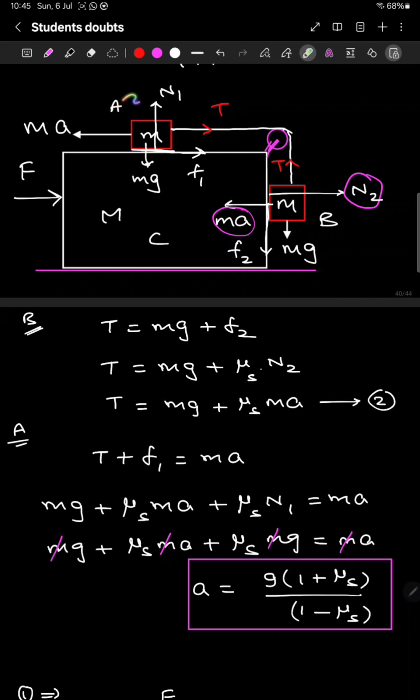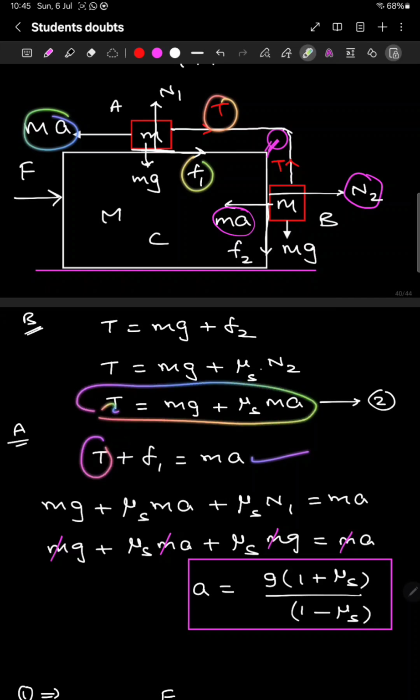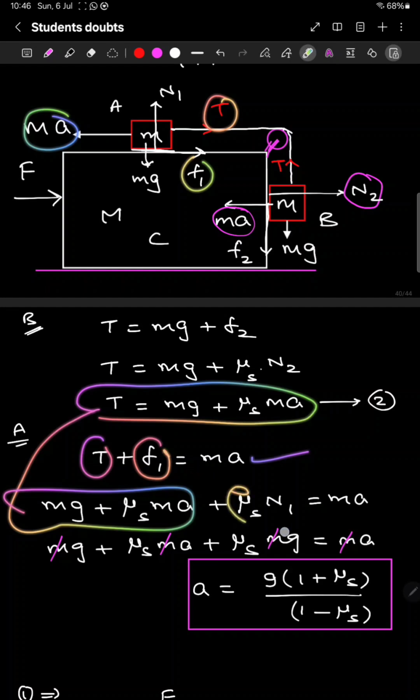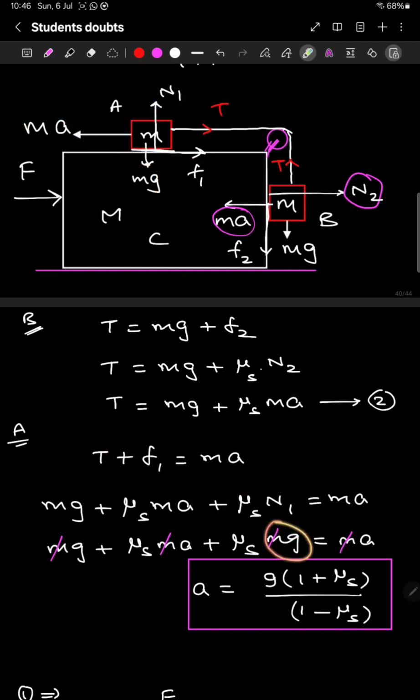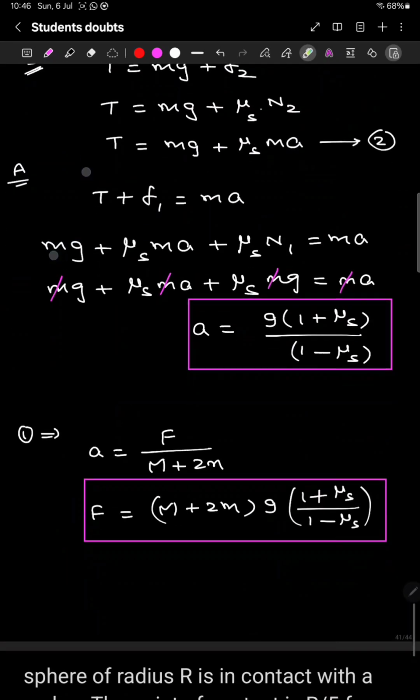Now let us draw the free body diagram of block A. Here the right side force T plus F1 equals the left side force ma. You can see this one. The T value we know from this equation, substitute here. Friction is maximum here, so mu into N, so mu s into the normal force N1, and N1 is balanced with mg here. You can see mg here. So everywhere m cancels, and we get the acceleration. Substitute this acceleration in the first equation and you can write F as the subject. It was the maximum force required not to slip.